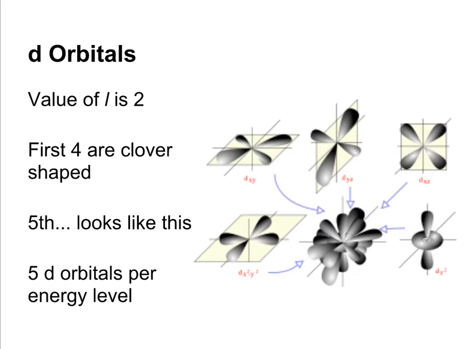For an angular momentum value of 2, we've got d orbitals. The first 4 orbitals are shaped like clovers, and then the 5th one looks like this weird guy over here, a dumbbell and donut looking thing. There are 5 d orbitals per energy level, and again, the size of these increases with the principal quantum number. So the higher the energy level, the larger the electron density map, the larger these orbitals are. These look really crazy when you combine them all onto the layout of one atom.